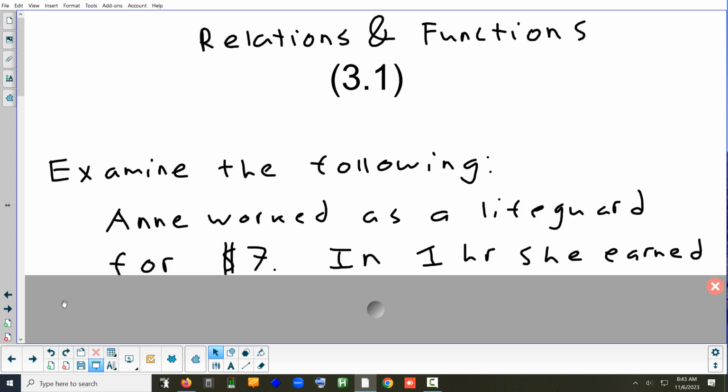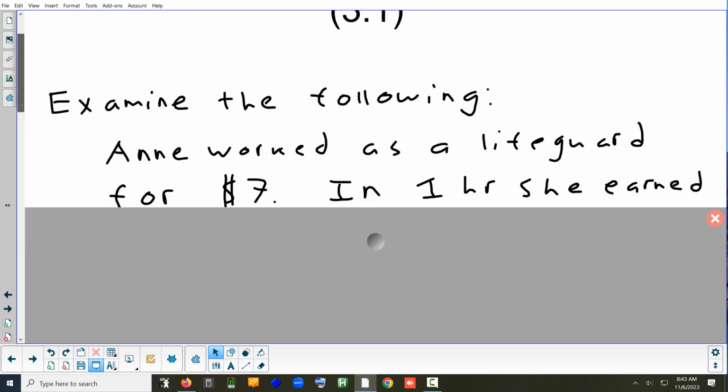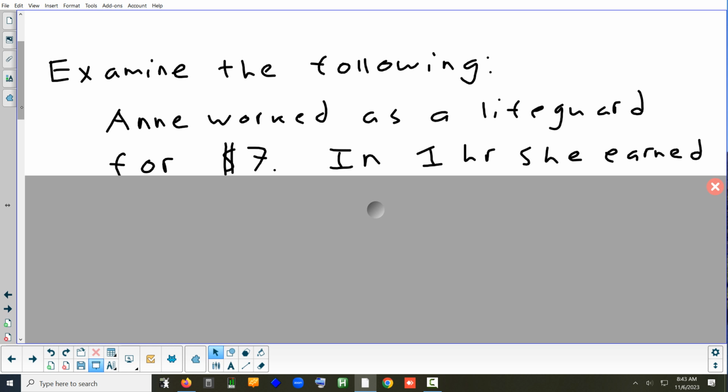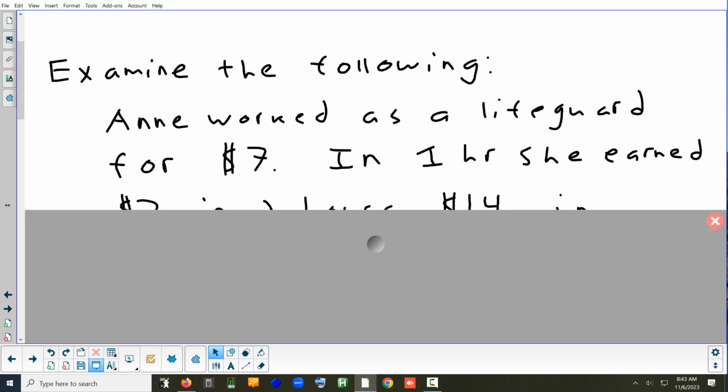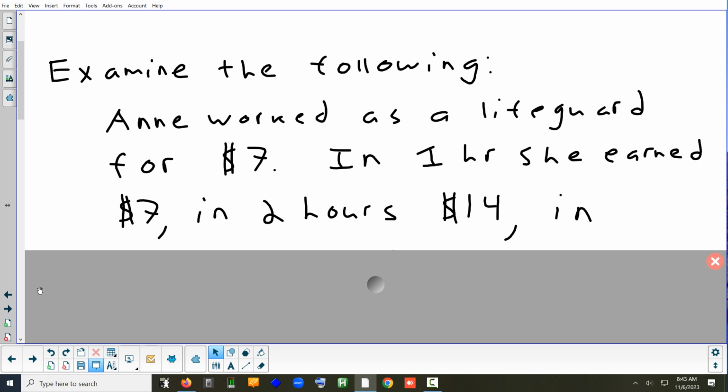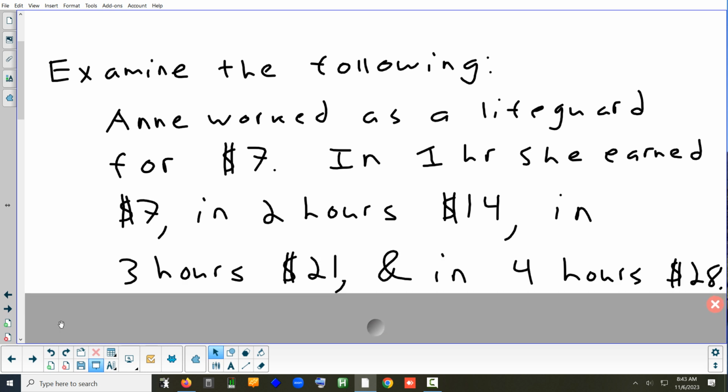All right, so let's just look at this example. I don't think you guys have anything you have to write yet on your guided notes because you already have that printed. It says just to examine the following. So it says Anne worked as a lifeguard for $7. And then it says if she worked for 1 hour, she earned $7. She worked for 2 hours, she would earn $14. And what about if she worked for 3 hours? No. If she makes $7 an hour. How much? Yeah, she'd make $21. Okay? And then in 4 hours, she'd make $28. So that's $7, just to be clear there, per hour. $7 per hour.